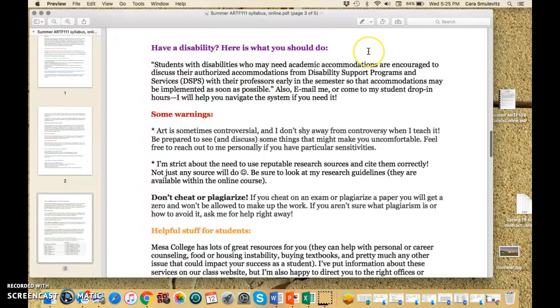If you have a disability and you need accommodations, make sure to contact the DSPS office and they can help you. If there's something specific in the class that you need immediate help with because of a disability, for example, a video that doesn't have captioning, I think they all do, but if you find one that doesn't, or if there's something that you need immediate help with, just email me. But to get the formal permissions for whatever accommodations you need, contact DSPS.